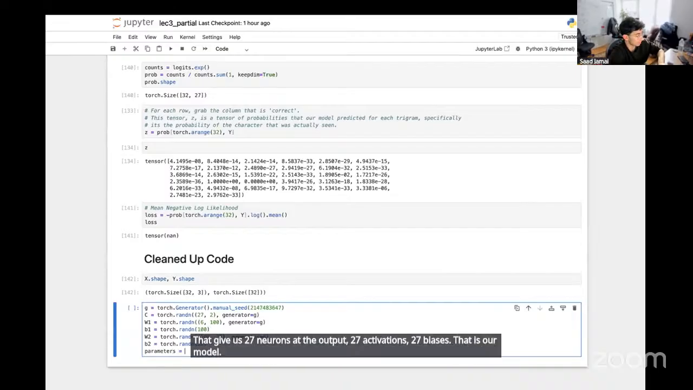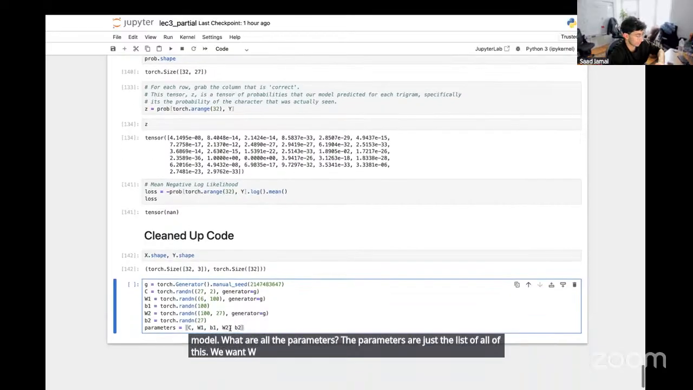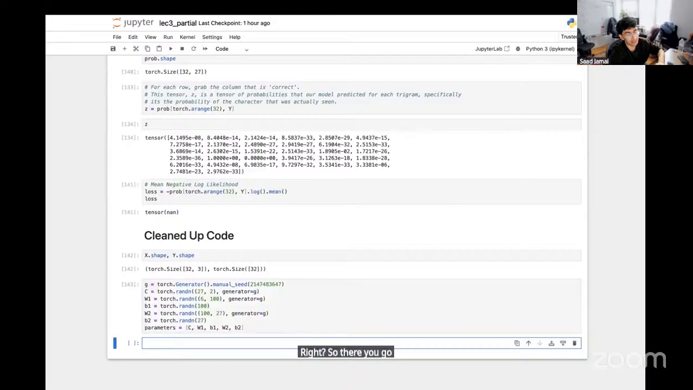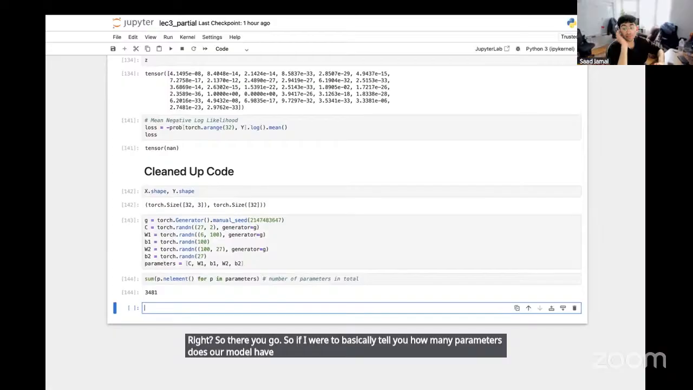What are all the parameters? The parameters are just a list of all of this: C, W1, B1, W2, B2, right? So there you go. If I were to tell you how many parameters our model has, we have a pretty small model. Our model is 3,400 parameters. Again, for comparison, GPT-5 is 1 trillion parameters, right? So we have a really small model here.